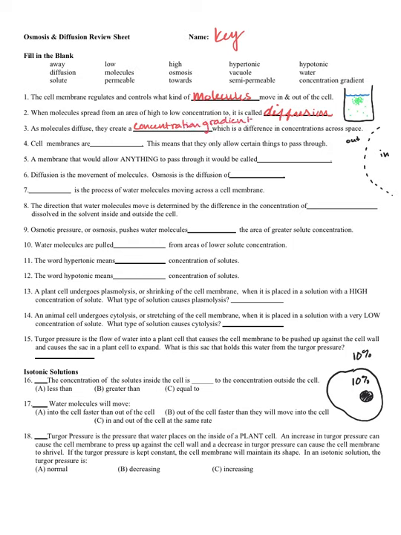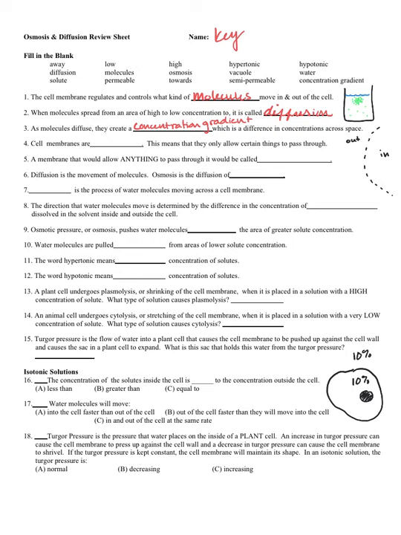Number 3 says as molecules diffuse, they create a concentration gradient, which is a difference in concentrations across the space. So again, as you add food coloring, for example, to water, at first, all of the food coloring is concentrated in a couple of drops. And so that is a high concentration area, and it will diffuse out into the rest of the water, which is a low concentration area.